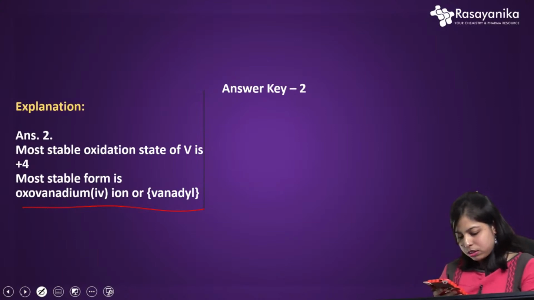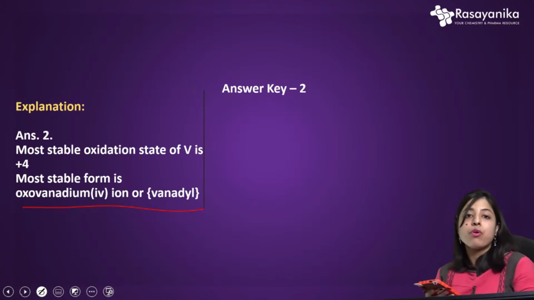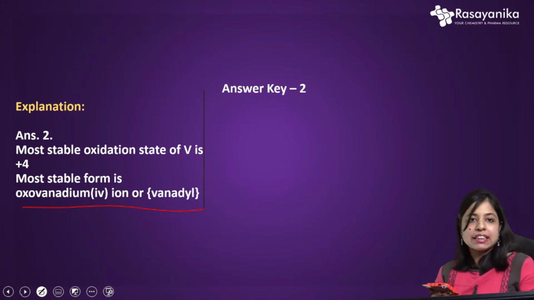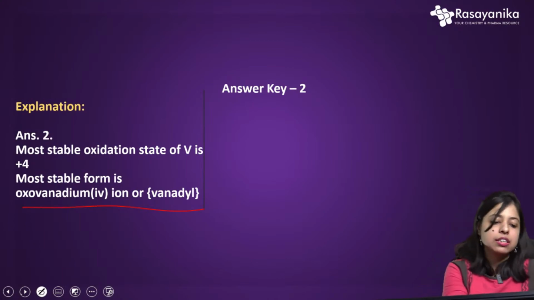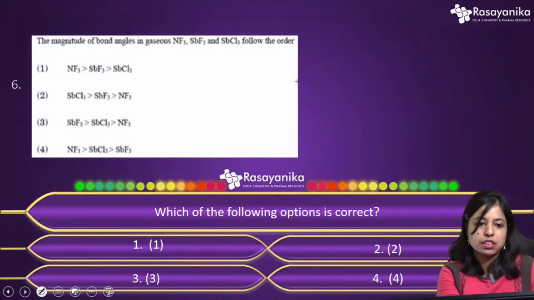5H2O. Hamad Kalkar 3. No, Hamad, it's not 3. The correct option is the 2. Oxovanadium 4, yes, the +4 is our stable complex of vanadium and shows the maximum stability. And you need to find just the oxidation state. Okay, so let's move to our next question.